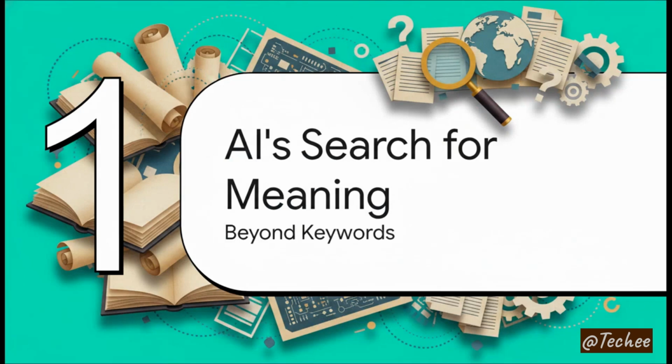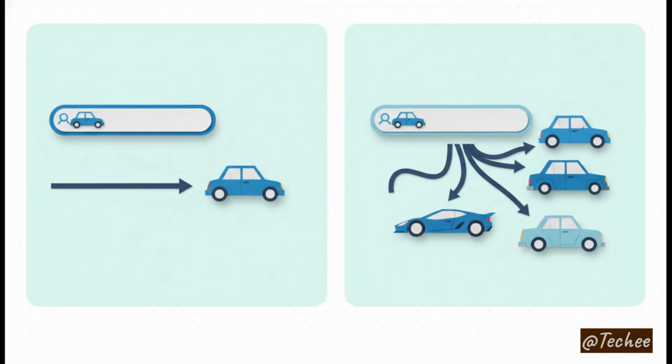Okay, first up, AI's search for meaning. To really get why this new tech is such a big deal, we first have to understand the old way of doing things, which was all about keywords. For the longest time, search was just about matching exact words. You can see it right here. You type blue car, you get blue car. That's it. Super rigid, super literal.